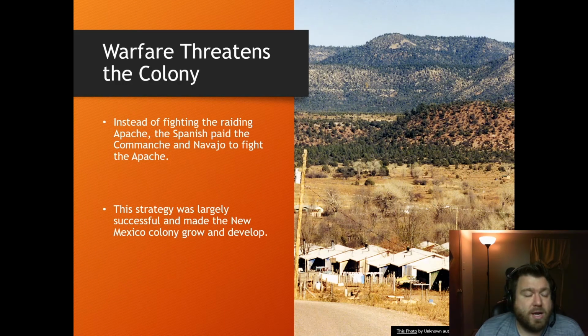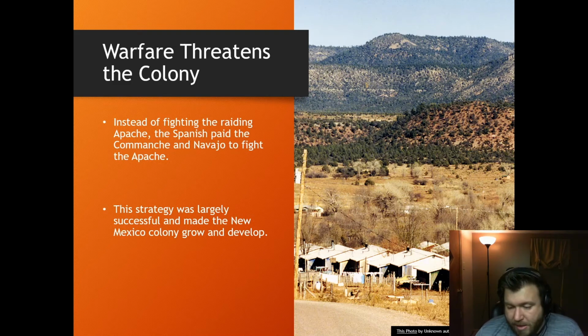Instead of fighting the raiding Apache, the Spanish paid the Comanche and Navajo to fight the Apache. This strategy was largely successful and made the New Mexico colony grow and develop. So, the Spanish realized, we can't really beat these Apache. They are whooping all over us. It is a bad time. So what can we do? Oh, why don't we pay these other people to fight for us?